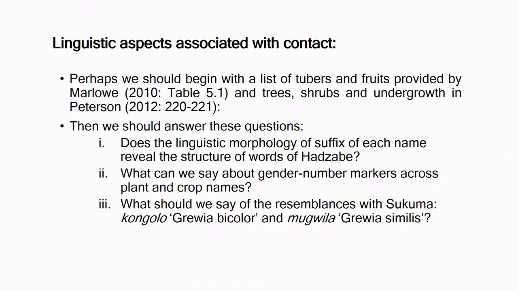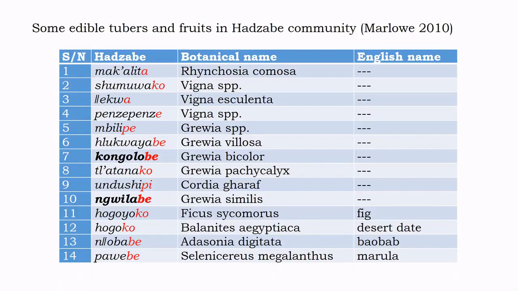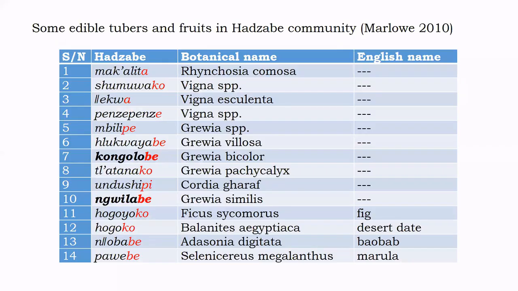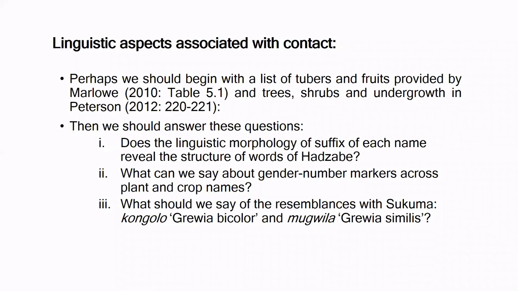one, does the linguistic morphology or suffix of each name reveal some patterns of the Hadzabe nouns? Can we obtain some patterns from these names? Two, do these names have some implications for the names of crops? We assume the Hadzabe had not been farmers, so they adopted farming in recent years. And if so, then how are these names accommodated in the language?